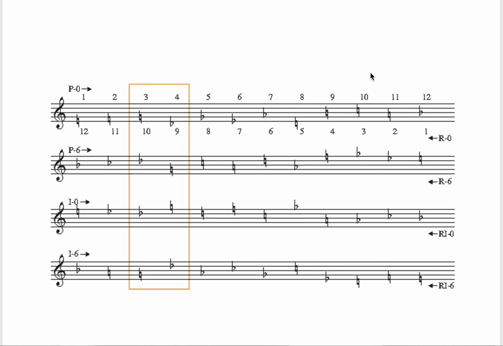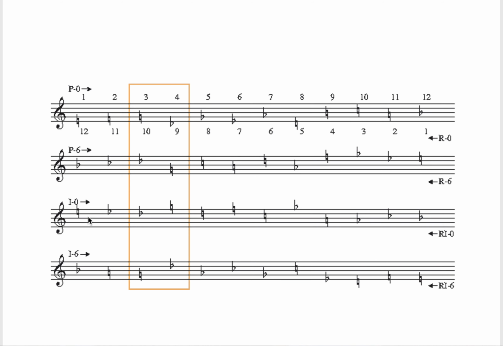You could also arrange the tone row backwards. You can see this over here. This is called the retrograde if you have it backwards. And then you could also transpose it. P6 means you take the prime, but you move it by 6 half steps. So we're moving it from E natural to B flat by a tritone, 6 half steps. You can also have the retrograde of that.